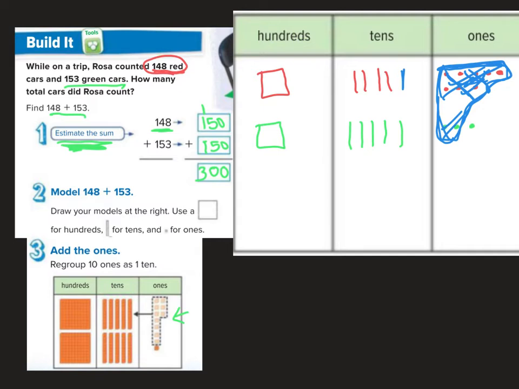Okay, notice I still have one green little guy left there. Okay, so now let's look at my tens here. Yellow, I'm going to do yellow next. How many tens do I have? 1, 2, 3, 4, 5, 6, 7, 8, 9, 10. I have 10 tens. Now 10 tens make 100.